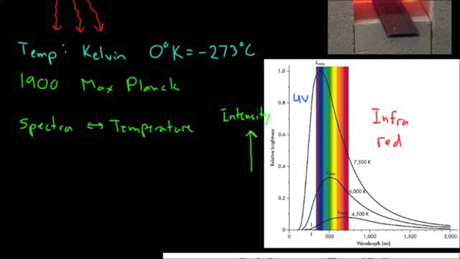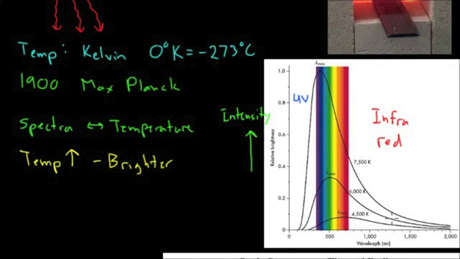First, if I have a cooler object, less light is going to be given off. So if I have a hotter object, so I'm going to say as temperature increases, the object gets brighter, more energy is being given off at all wavelengths as we increase in temperature. So this bottom line is 4,500 degrees Kelvin. This middle line is 6,000 degrees Kelvin, and this top line is 7,500 degrees Kelvin. So we notice that as the temperature increases, the brightness of the object increases dramatically.